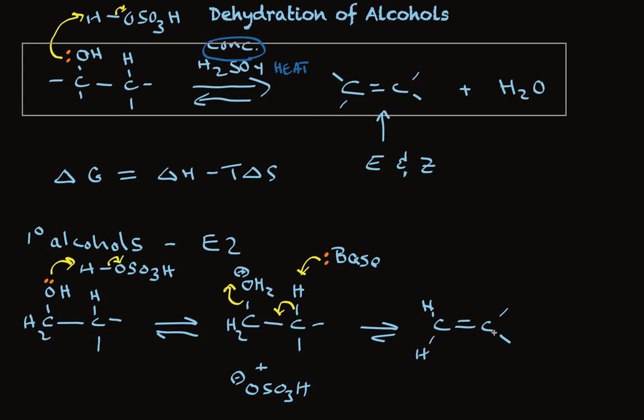So there you have it. Dehydration of alcohols uses concentrated sulfuric acid and heat. The equilibrium favors the formation of the alkene, and it occurs by an E1 reaction for secondary and tertiary alcohols and an E2 mechanism for primary alcohols. Very useful in organic synthesis when there are no other functional groups in the molecule that will be affected by the strong sulfuric acid.